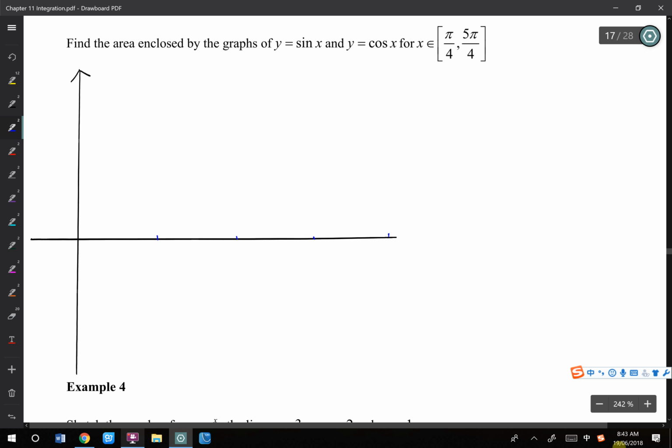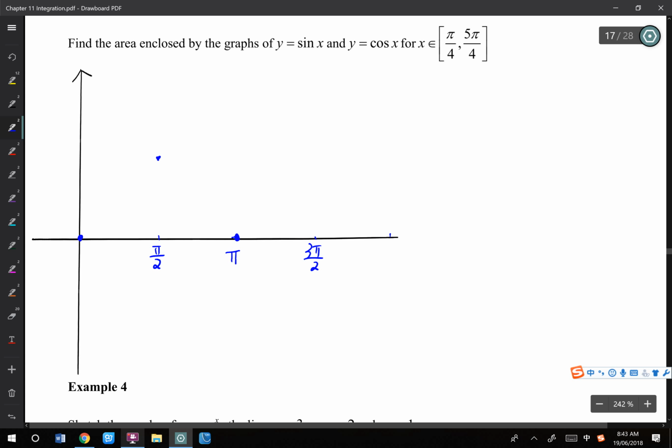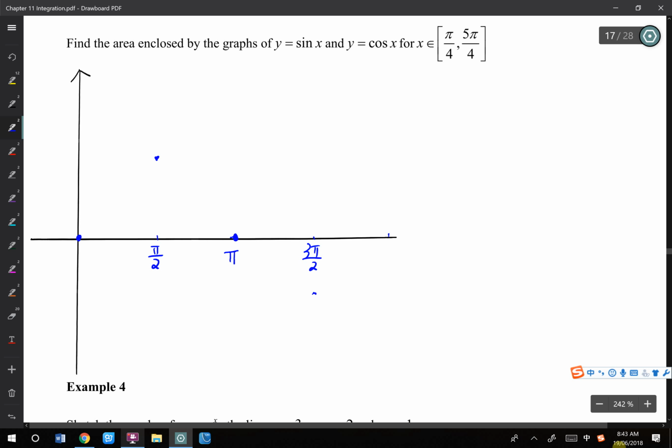You really need to sketch to 2 pi, so that's pi, that's pi over 2, and that's 3 pi over 2. I can just sketch to 3 pi over 2. So for sine x, it starts from 0, goes top, goes here, goes bottom. Okay, so this is my sine x.